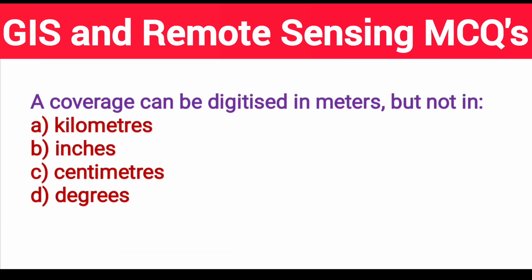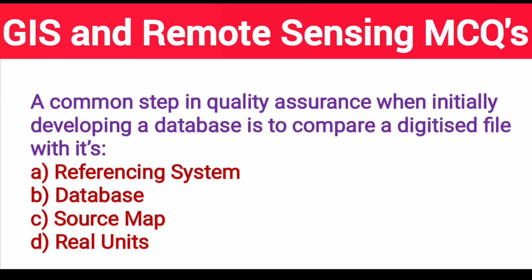Next question, a coverage can be digitized in meters but not in option A kilometer, option B inches, option C centimeters, option D degrees. So the correct answer is option D in degrees. Next question, a common step in quality assurance when initially developing a database is to compare a digitized file with its option A referencing system, option B database, option C source map, option D real units. So the correct answer is option C source map.